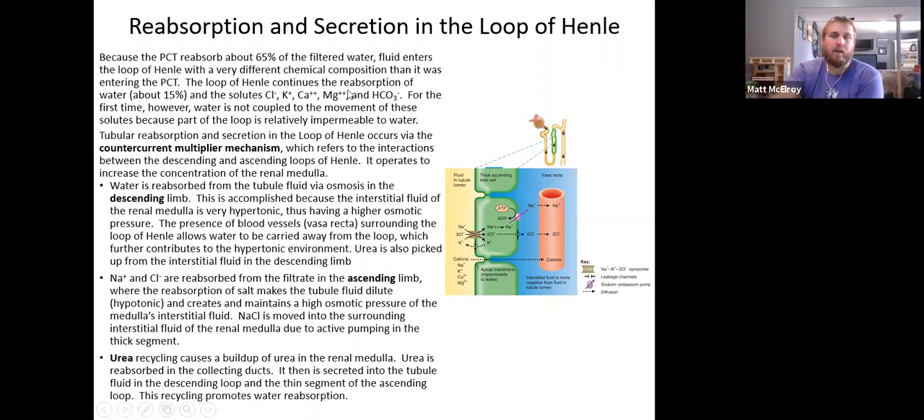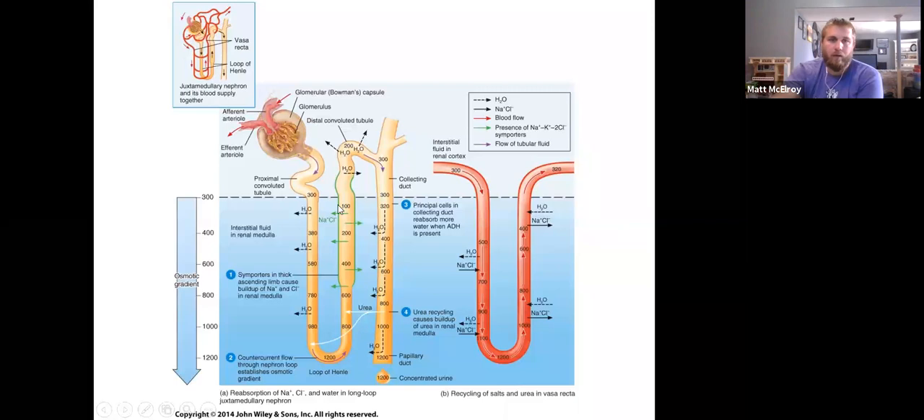with those various ions that we've been talking about. But for the first time, water is not going to be coupled to the movement of those solutes because part of the loop is relatively impermeable to water. Impermeable means that it's not going to be able to pass through. Okay, water is not able to escape the tubule in what we call the thick segments.